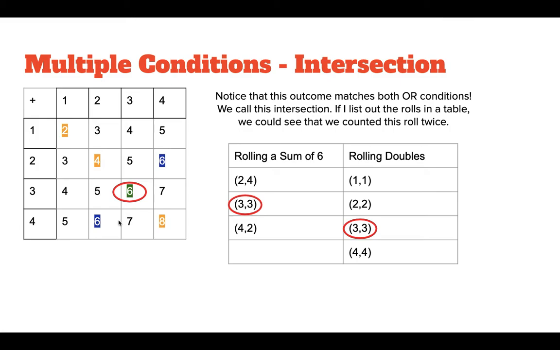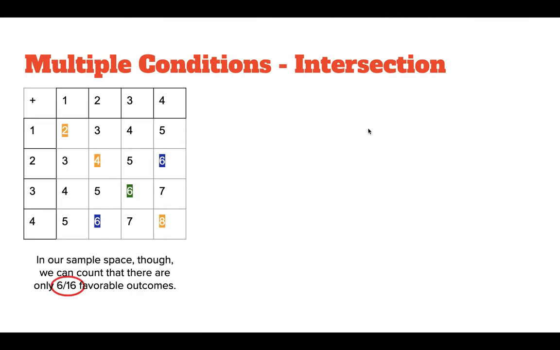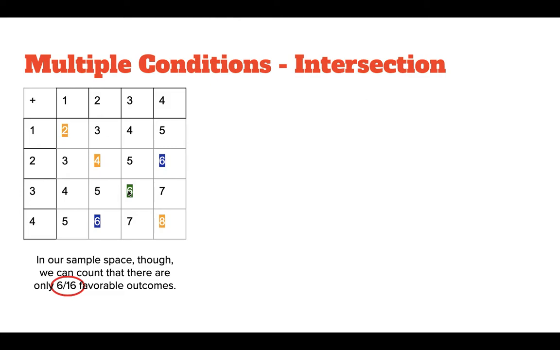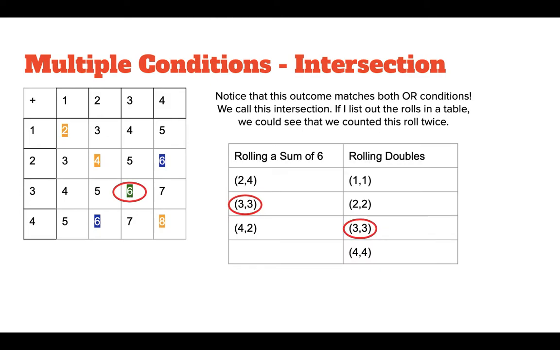Well, our answer is probably easier to see if I just make a table. If I make a table, I counted that 6 when I did my rolling a sum of 6, a 3 and a 3, but I counted that same exact outcome, a 3 and a 3, when I counted rolling doubles. So essentially what I did is I counted that same outcome twice. So if we go back and we say, well, I was supposed to get 6 out of 16, but I got 7 out of 16, it's because we counted this same outcome twice. That's why I got a wrong answer. When I look at my table, I can clearly see, oh, I double counted 3, 3.